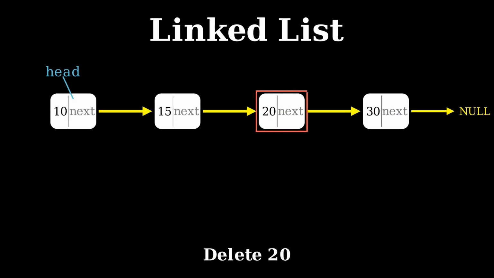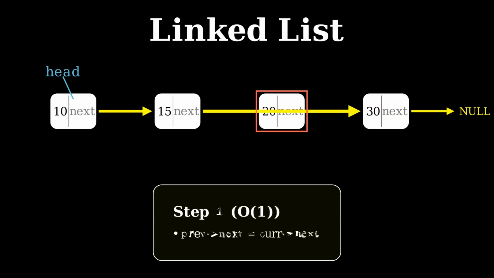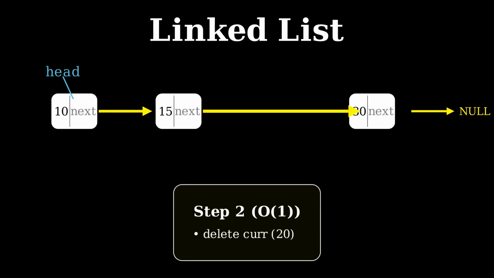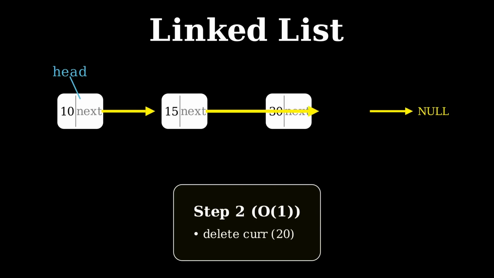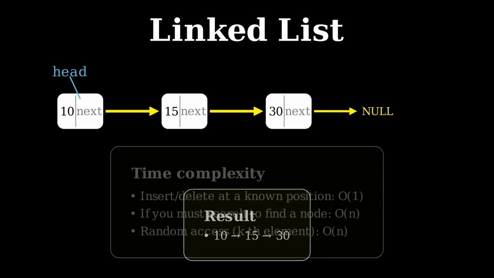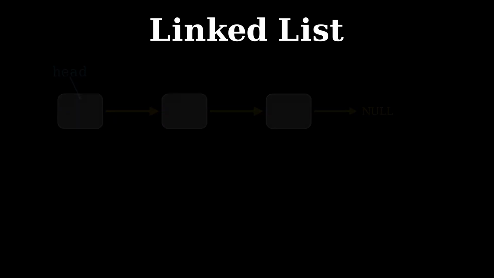Now, if we want to delete 20, we want the pointer that is pointing to 20 to skip it and point to the element after 20. And after this, we simply delete 20. So the time complexity of insert and delete is O(1), but random access would require O(n).